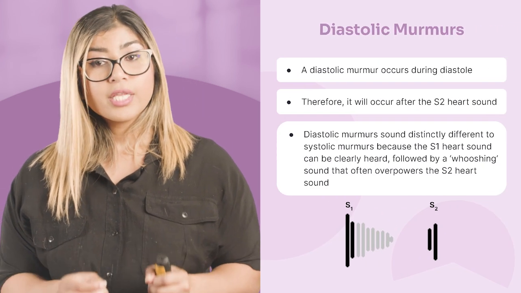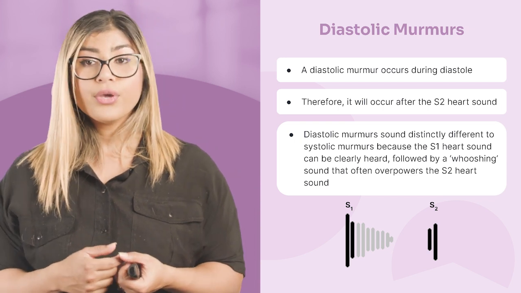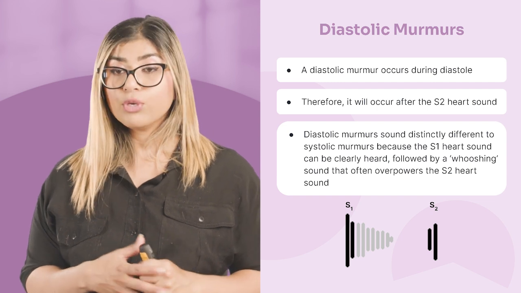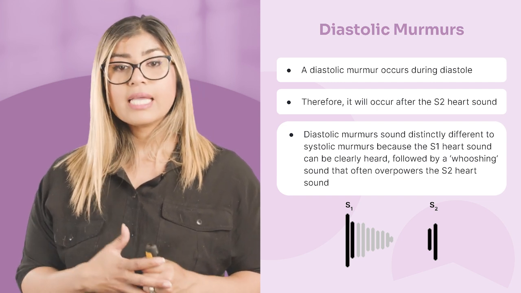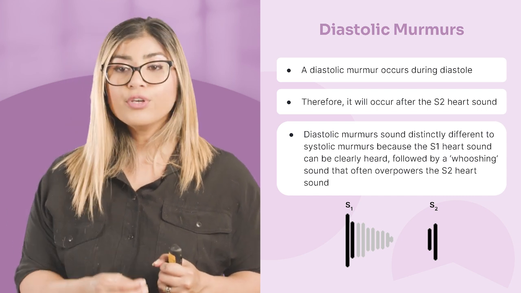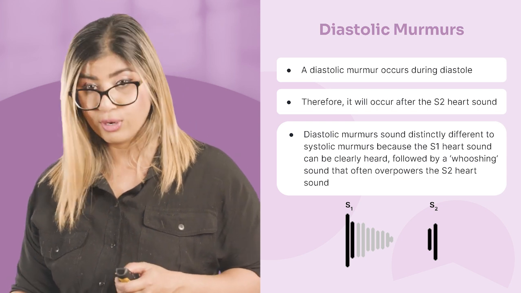A diastolic murmur occurs during diastole. Therefore, it will occur after the S2 heart sound. Diastolic murmurs sound distinctly different to systolic murmurs because the S1 heart sound can be clearly heard, followed by a whooshing sound that often overpowers the S2 heart sound.